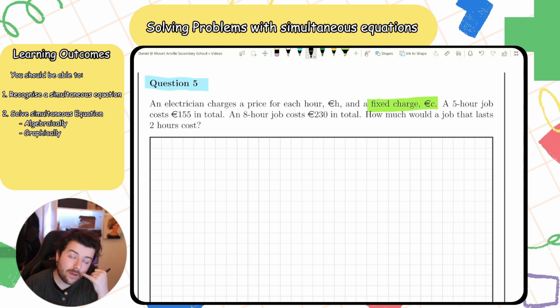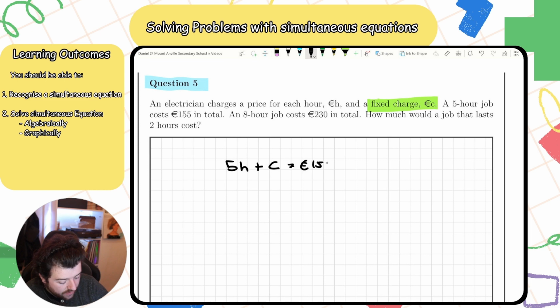So if you call up a plumber or electrician, it's like, hey, my toilet's clogged, can you come over and fix it? They're like, grand, my visiting fee or my fixed fee is €50 and then it's a tenner for every hour I'm there. So a 5-hour job costs €155. So 5h plus my fixed cost is 155. That's my first equation. My second equation, an 8-hour job, so that'd be 8 hours of work plus my fixed cost is equal to €230.